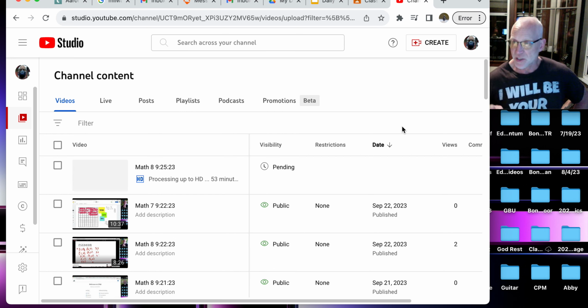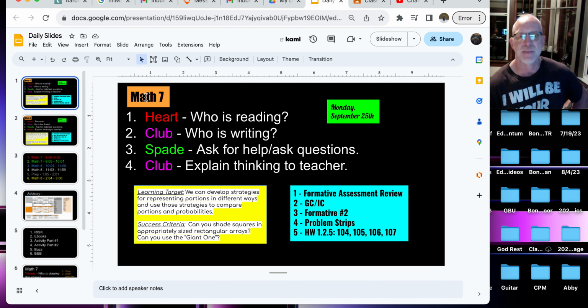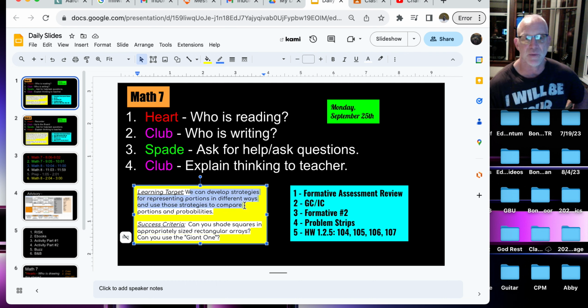I'm here to just let you know what you missed today, what our learning targets are, what our success criteria was today, and where your homework is. So let's go. Number one, in Math 7 today, Monday, September 25th, our learning targets are we can develop strategies for representing portions in different ways, and we can use those strategies to compare portions and probabilities. Okay? And then, kind of like where we left off from Friday, can you shade squares in appropriately sized rectangular arrays? And can you use the giant one?